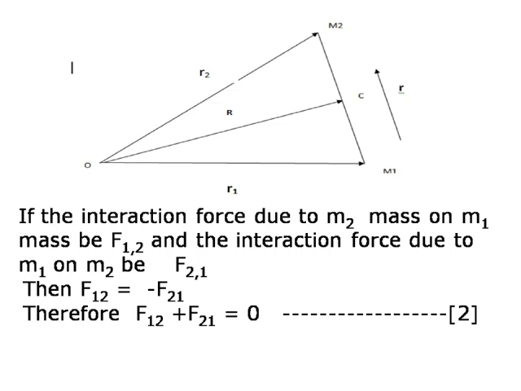If the interaction force due to mass m2 on m1 is F12 and the interaction force due to mass m1 on mass m2 is F21, then F12 will be equal to minus F21. Therefore, F12 plus F21 is equal to 0. This is equation number 2.